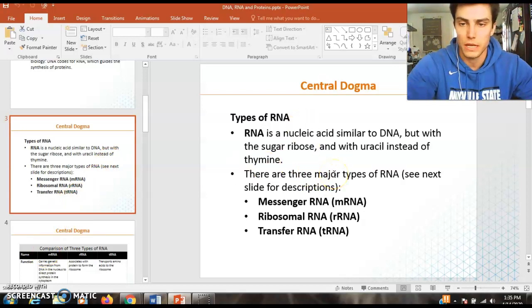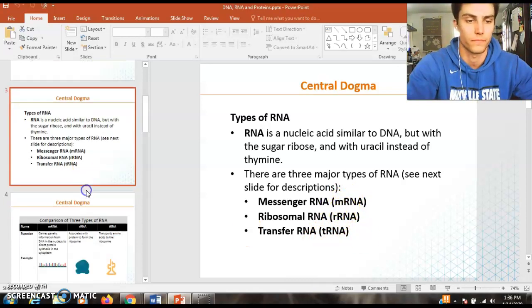There are three major types of RNA, and they all have specific jobs. First is messenger RNA, and that's the main part of RNA that we're going to be using or turning into in transcription. We have ribosomal RNA, hence rRNA, and then we have transfer RNA, which is tRNA. So we have three different kinds: mRNA, rRNA, and tRNA.